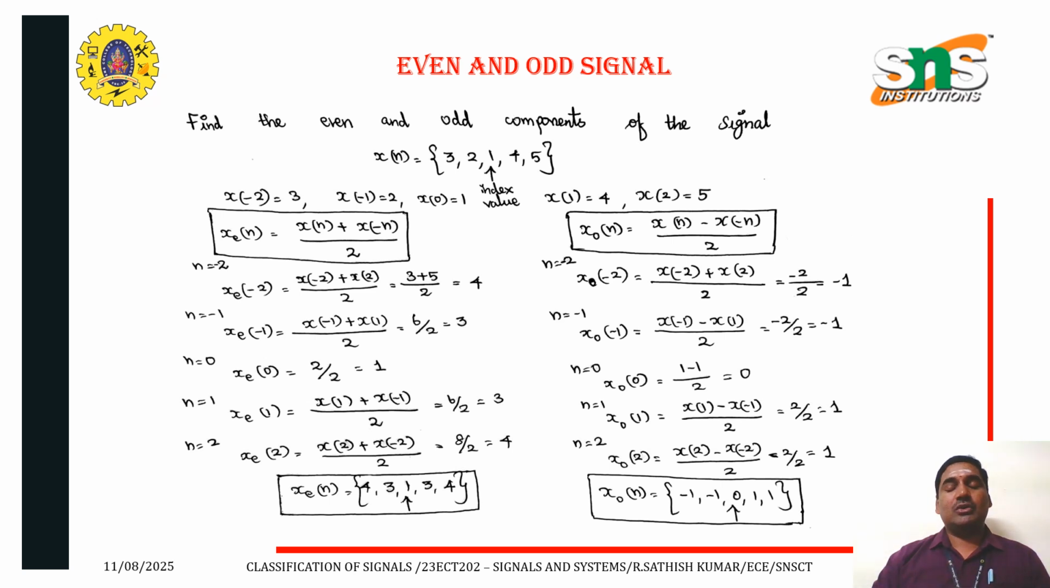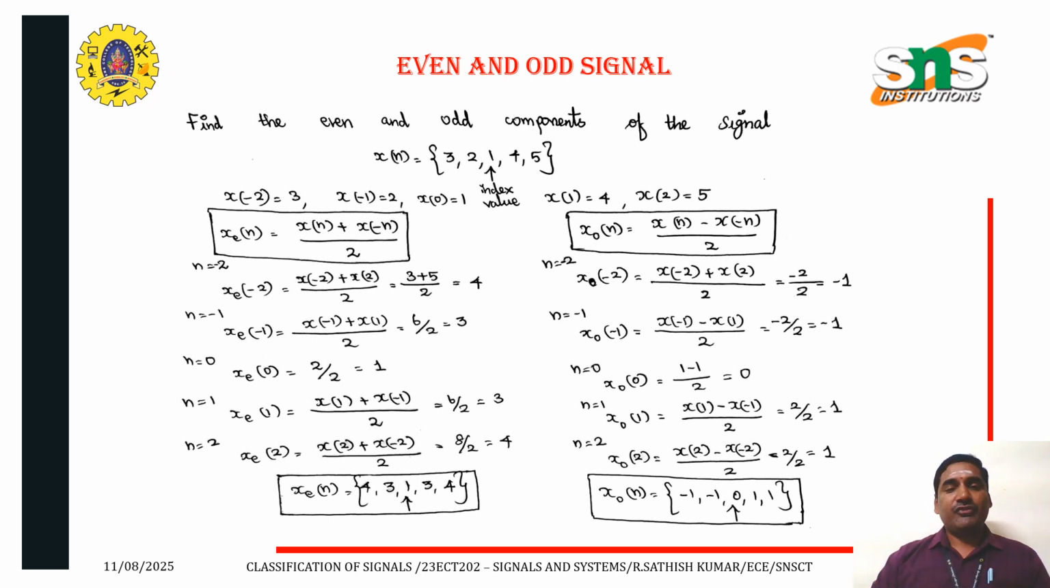Next one, find the even and odd components of the discrete time signal x(n) = {3, 2, 1, 4, 5}. Here, 1 represents the index value, meaning that it represents the zeroth value. The previous values are represented in terms of negative, and after the index value they are represented as positive. Therefore, x(-2) = 3, x(-1) = 2, x(0) = 1, x(1) = 4, x(2) = 5.